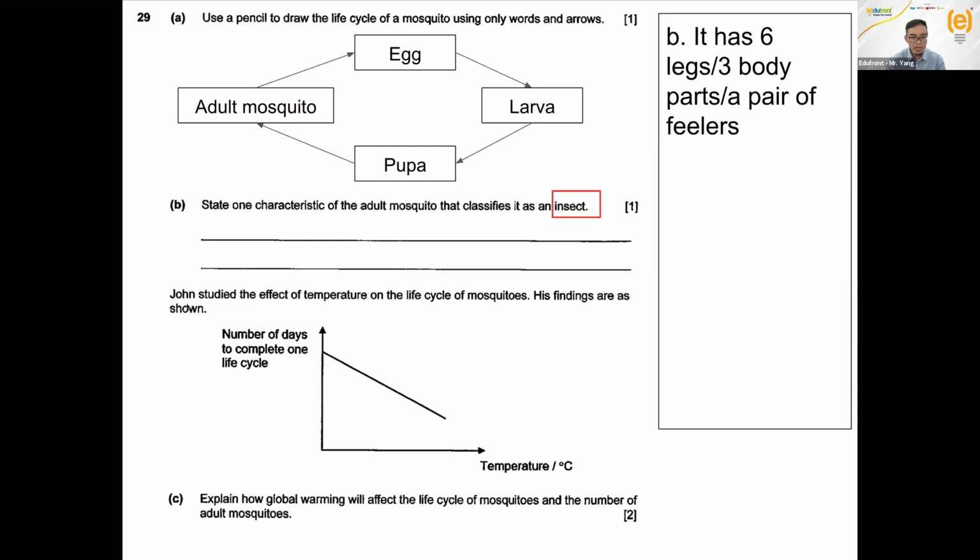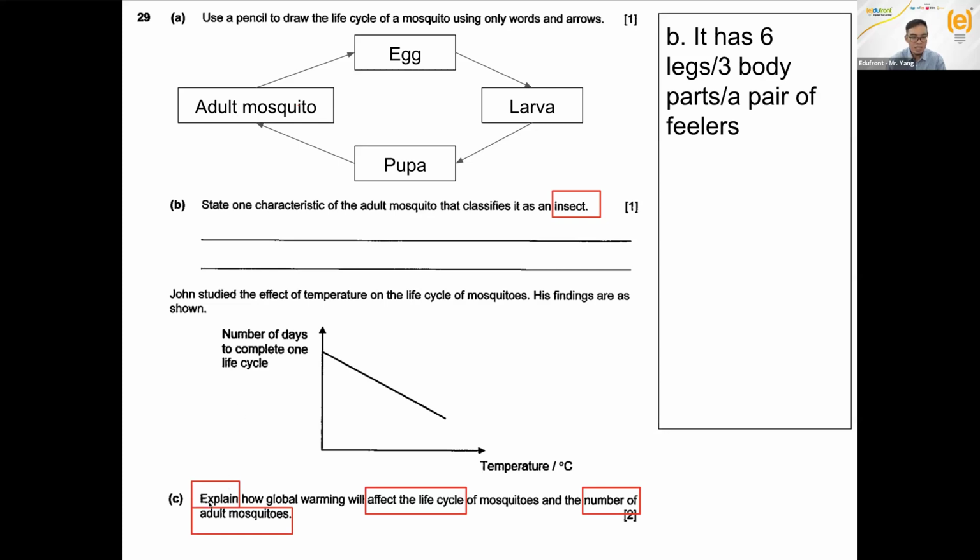Now, John studied the effect of temperature on the life cycle of mosquito. His findings are shown below. Explain how global warming will affect the life cycle of mosquito and the number of adult mosquito. Here you can see the graph. As the temperature increases, the number of days for one complete life cycle will decrease. That means the higher the temperature, the egg will turn into an adult mosquito in a shorter period of time, meaning it becomes faster and faster.